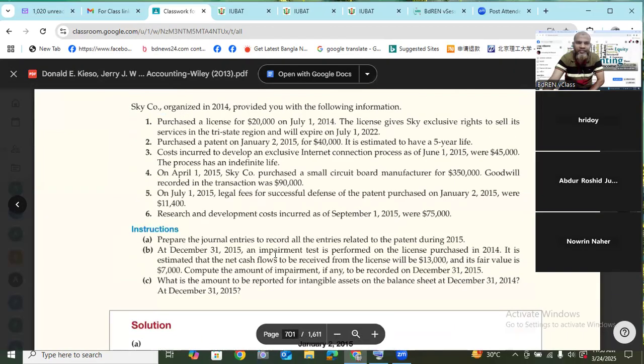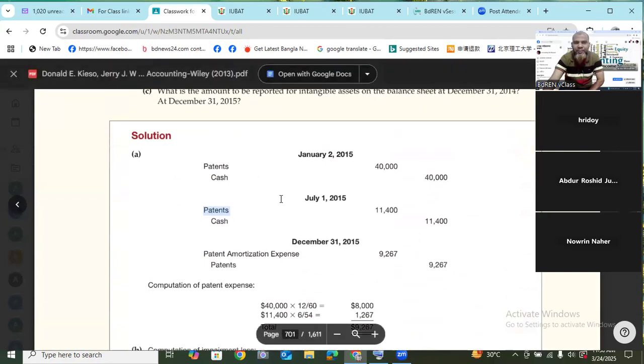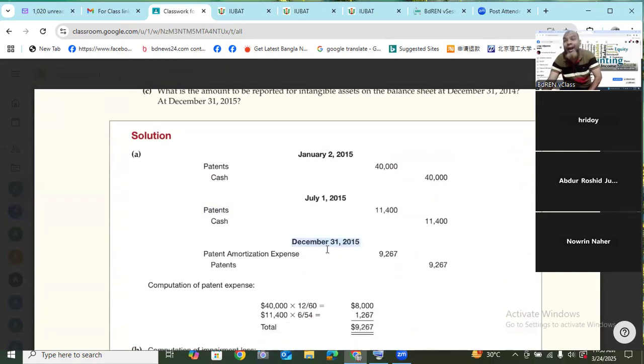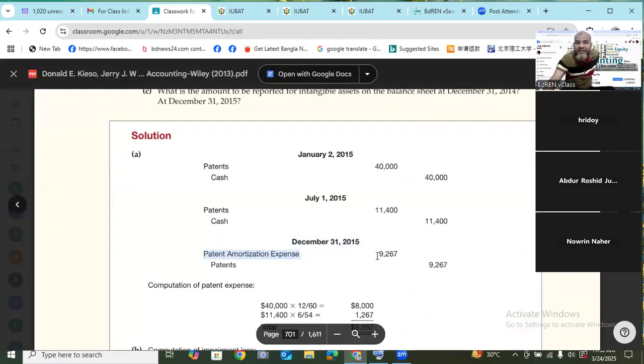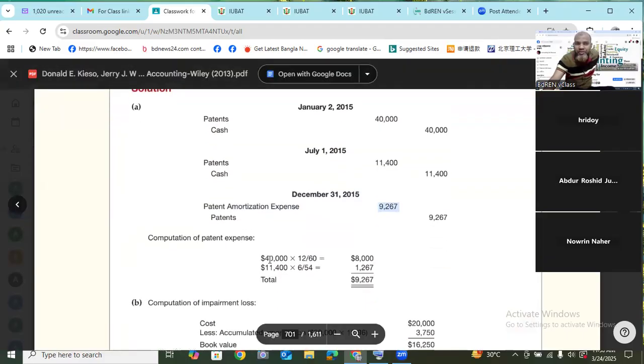Yes, sir. And this is the journal entry to record the purchase related to the patent. And on December 31, 2015, you have to amortize your patent. So what is the journal entry? Patent amortization expense debit and patent credit. How to calculate this patent amortization expense?